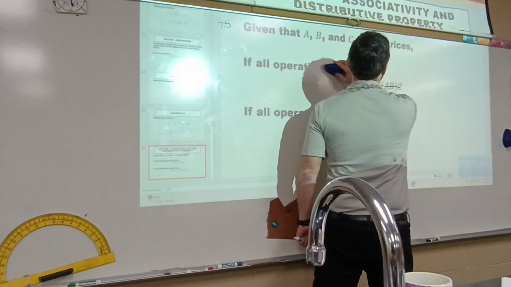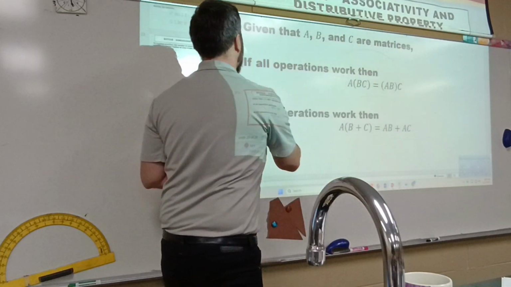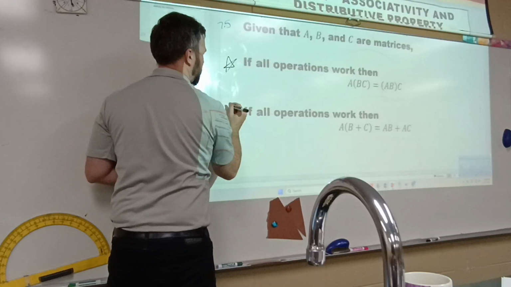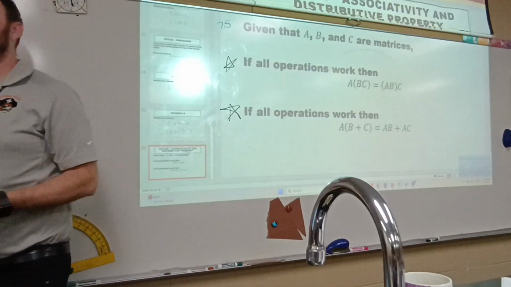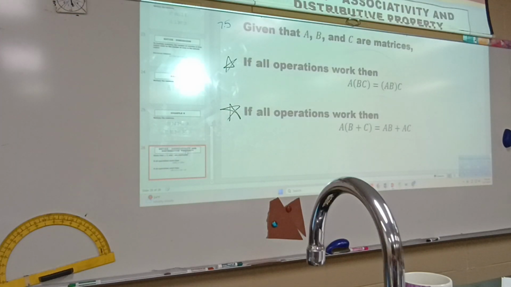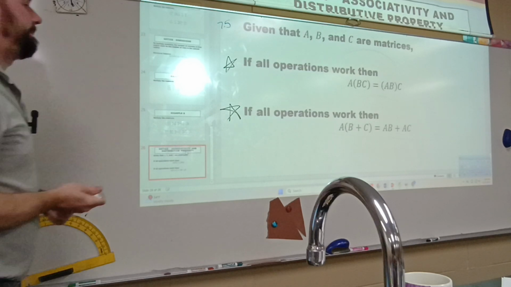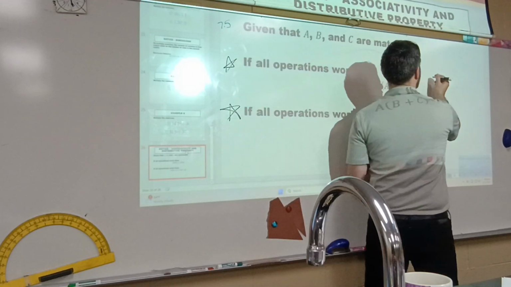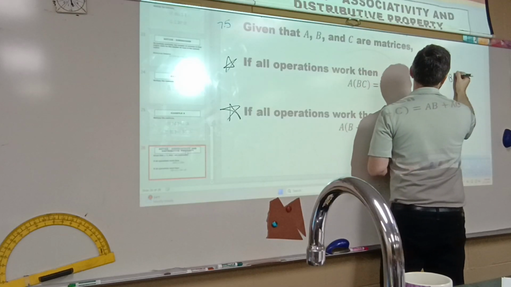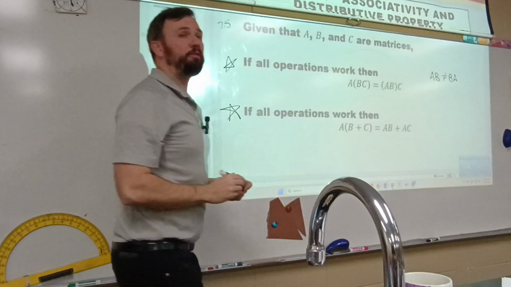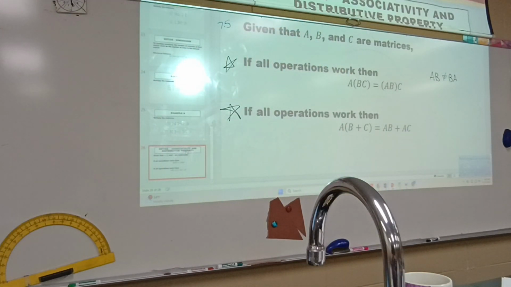This does come up on your homework. It will ask you a question for which properties hold true. What's the only property that doesn't hold true for matrix multiplication that holds true for all other numbers? There's only one that doesn't hold true. The order. Yep, commutative. This is the only property that does not hold. Every other property of multiplication that you've learned in your life does. Okay? And that's it.